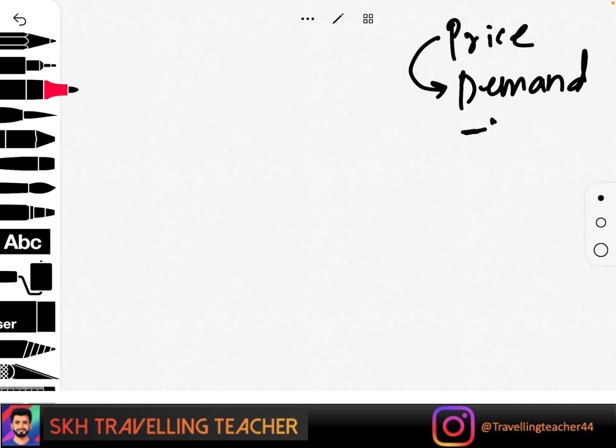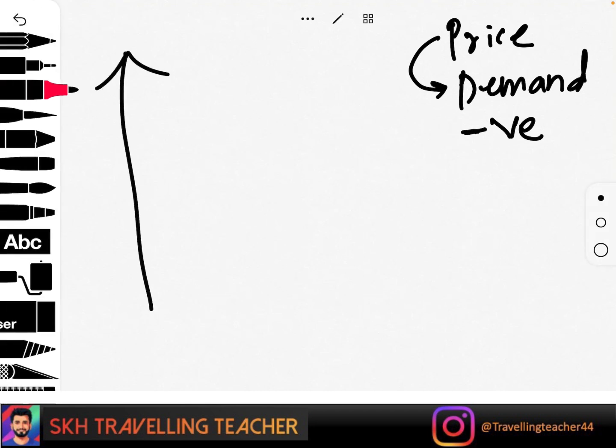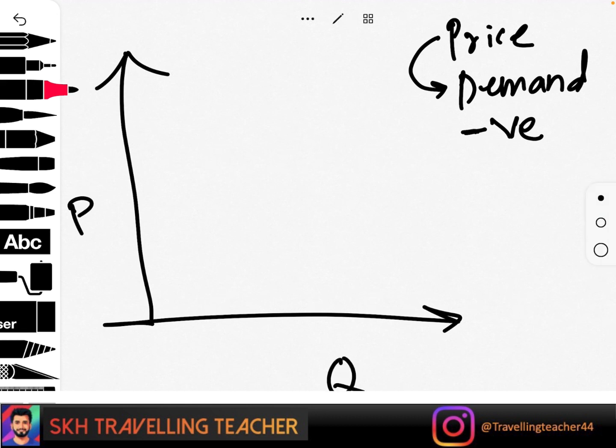One thing you need to remember, the relationship between price and demand is negative, which means if the price of something is going up, the quantity demanded will be going down. But if the price is falling, the quantity demanded will increase.